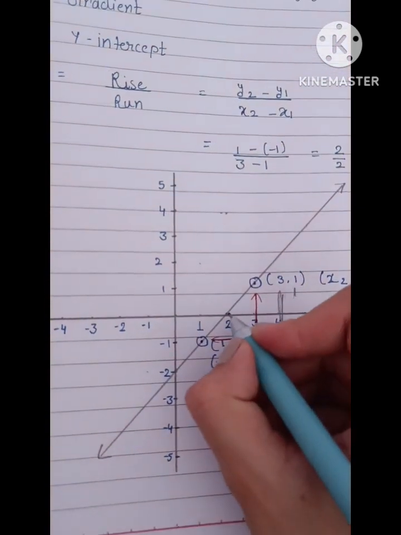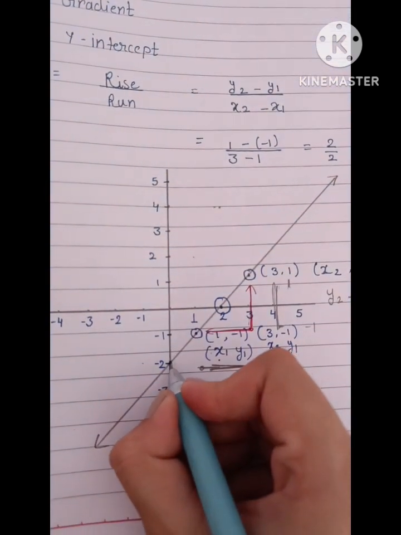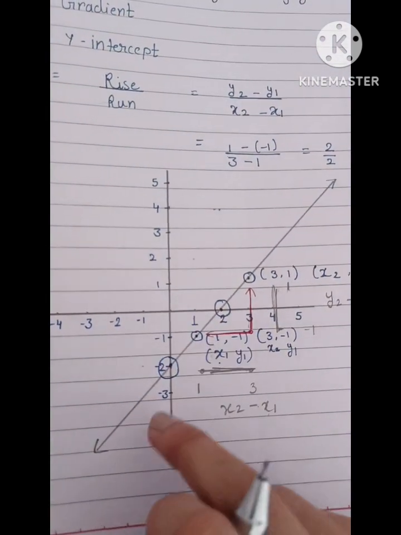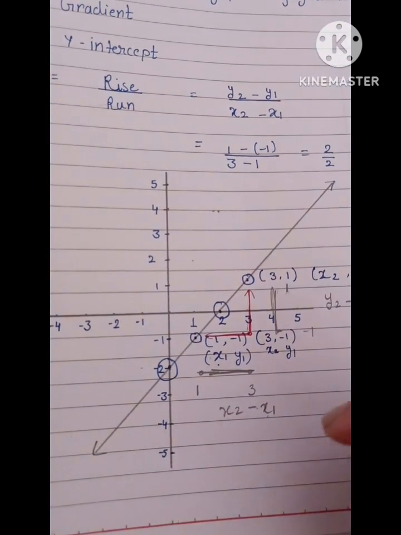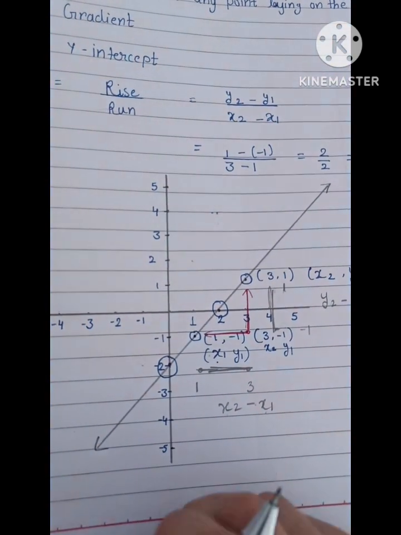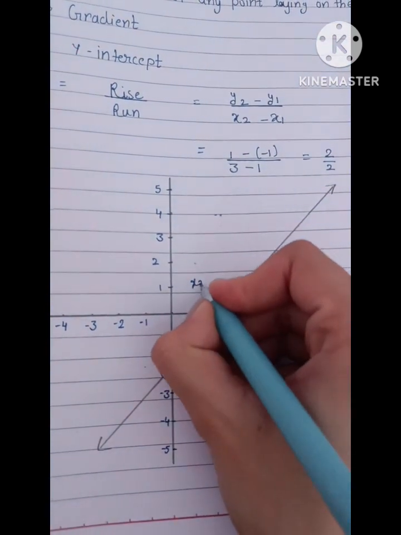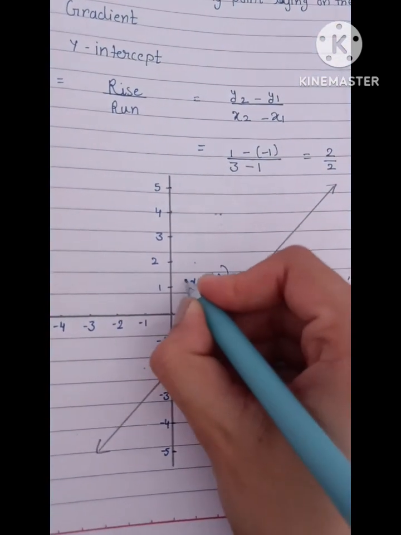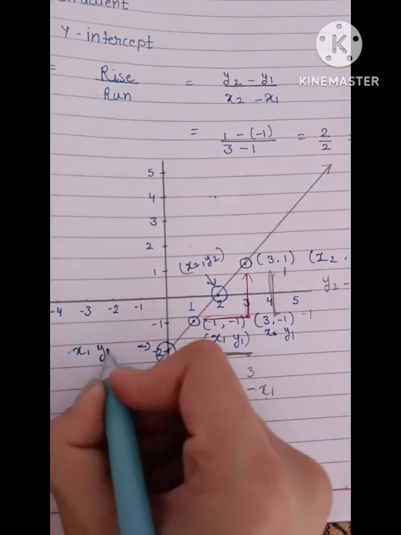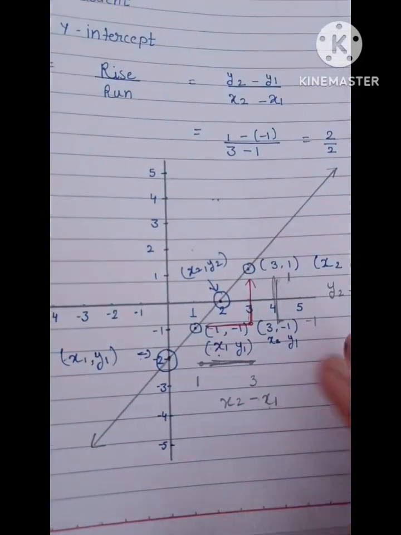So let us say this time I am taking this point and this point. Now which point lies above in the position? This one, right? It is above this point. So this is our second point, meaning this is x2, y2, and this one is my x1, y1. You just have to remember that whichever point lies above is your second point.